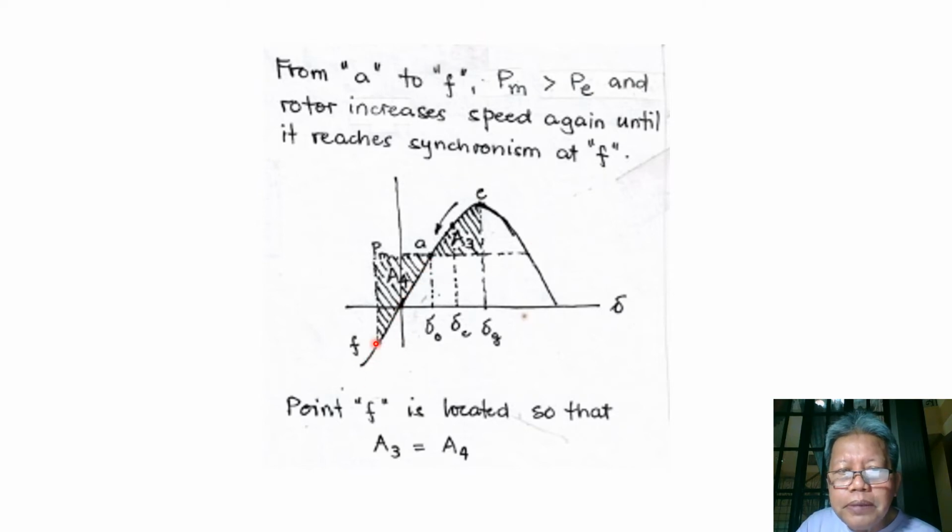So along the curve here, the rotor will attain its synchronous speed at point F, where point F is located such that our area 3, from point E, should equal area 4, from A to F. So in other words, if we solve this area here A3, the area A4 bounded by PM and this side and along this sine curve should be equal.